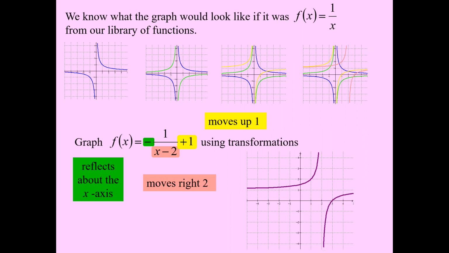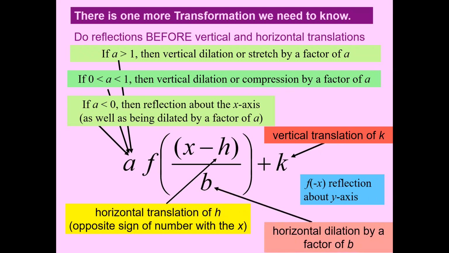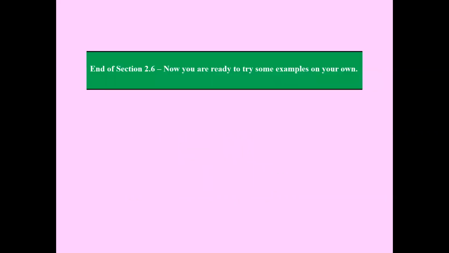And this is how you're going to do it on the test. If I ask you, you have to tell me the reflection. So you can tell me it reflects about the x-axis, it moves to the right by 2 units, it moves up by 1 unit, and then you're actually going to give me the actual graph. So this is basically what we went over, and don't worry about the rest of it here.